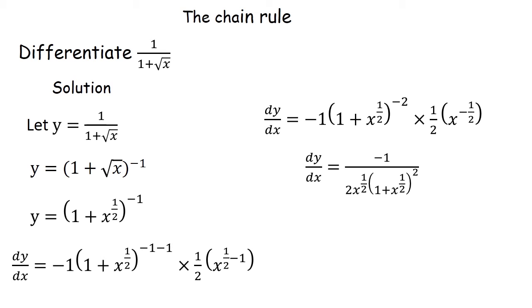So this would be the derivative of 1 divided by 1 plus root of x. Which we can further simplify into negative 1 over 2 root of x times (1 + root of x)^2. So this is in a more simplified form.